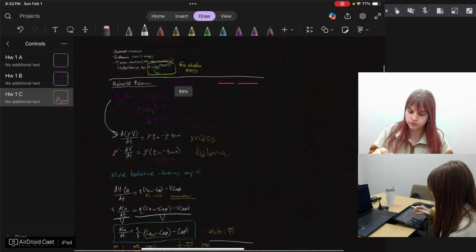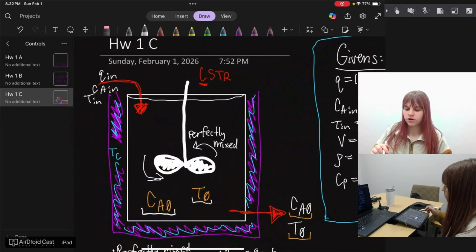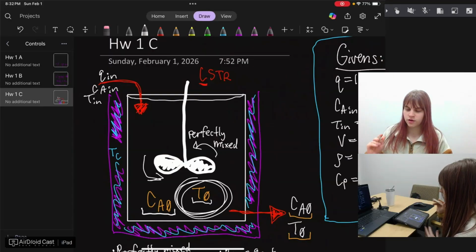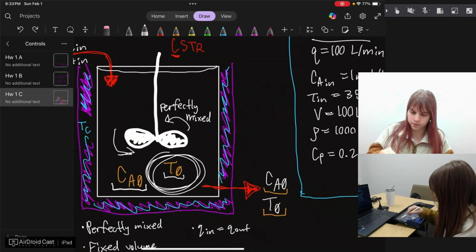So up here we have T in, the temperature of this mixture when it goes into the reactor, and T naught is after some amount of time it has been perfectly mixed and it comes out also at that temperature.